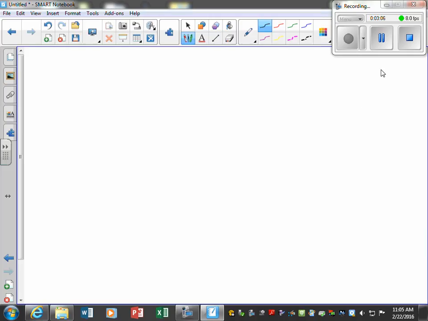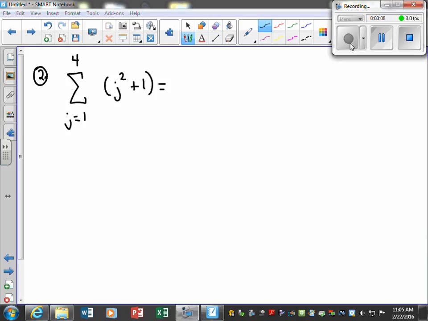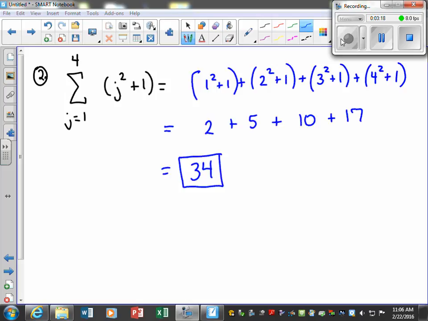Okay, let's see another example. Okay, so j equals 1 to 4, and we're using j squared plus 1. So I'll pause this, I'll let you try it, and then I'll give you the answer. Okay, so check your work. Basically, we plugged in 1. The next time we plugged in 2 for j, 3 for j, 4 for j. Just simplified those expressions, and we get 34.